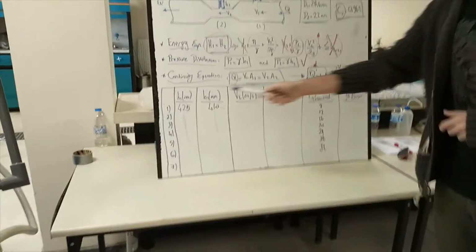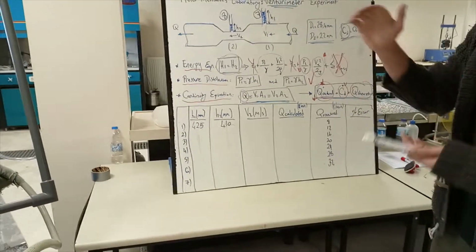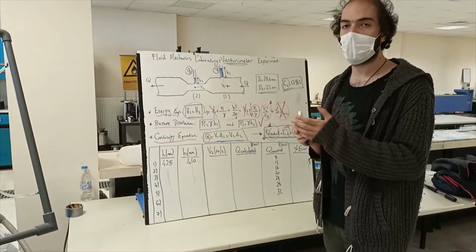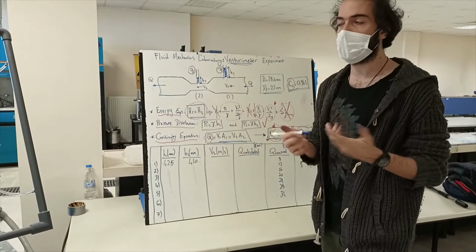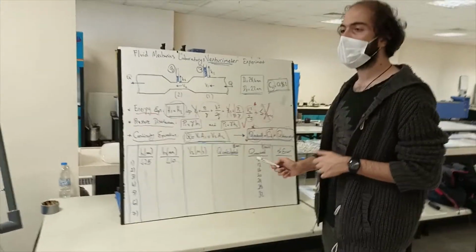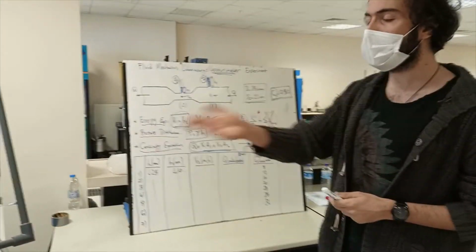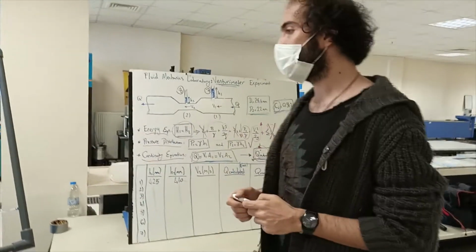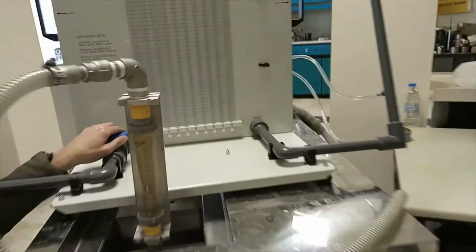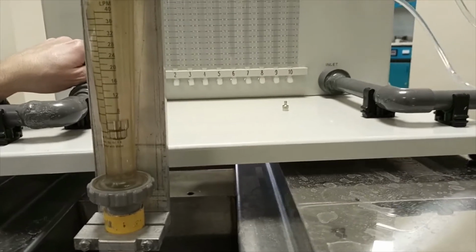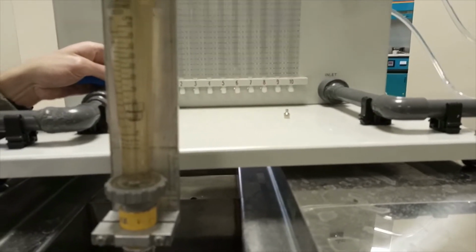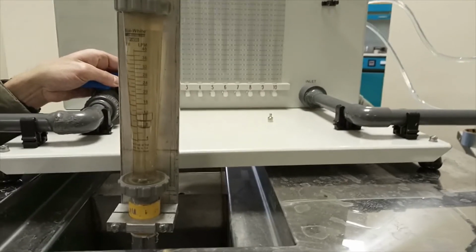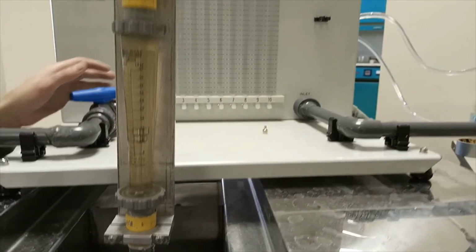By the way, the rise of the water inside these tubes is in millimeters. You will also convert these millimeters into meters. And this is for 8 liters per minute. We are increasing our discharge to 12, and let's read our H values for 12. So it is 12 liters per minute.